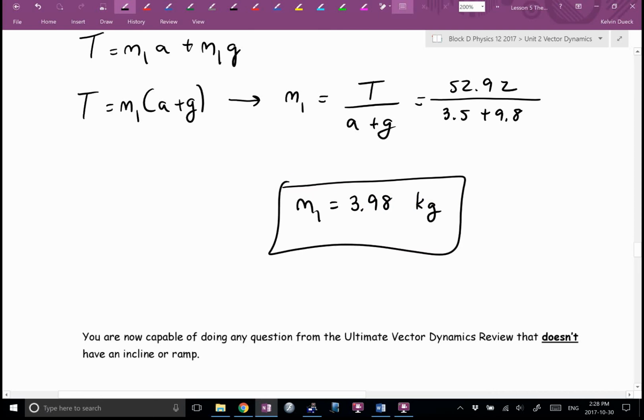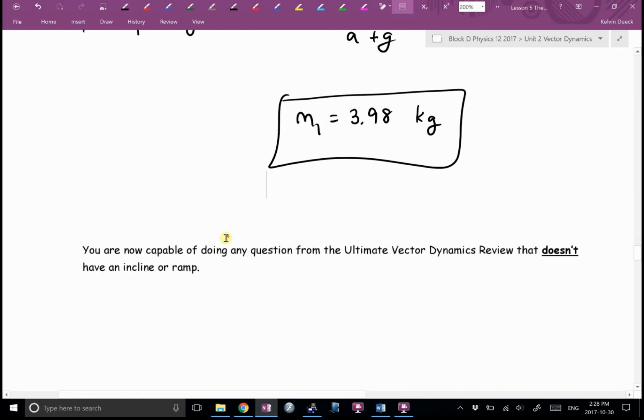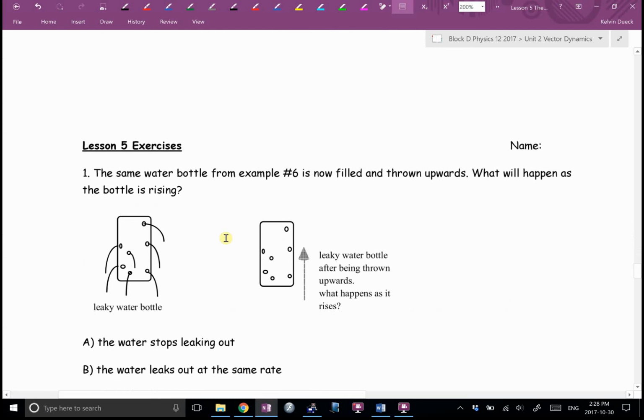As an aside, I wrote here, you are now technically capable of doing any question from that big ultimate review that doesn't have angles or a rep. Okay? I gave it to you with lesson 1. Go check, you have it. Okay? The ultimate vector dynamics review. No, I called it the ultimate vector dynamics review.